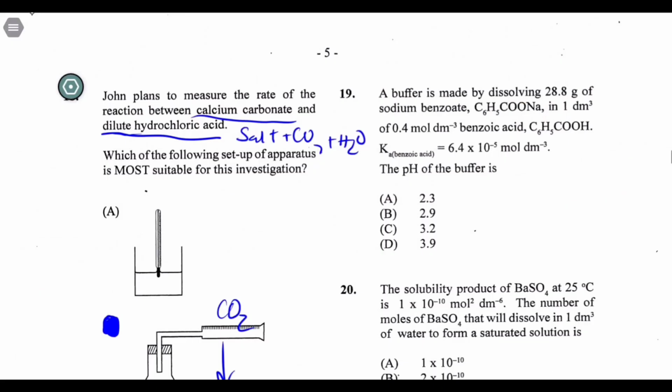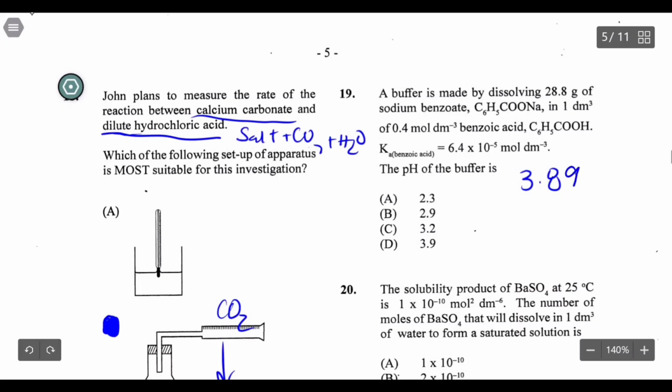Okay, so in the calculator you got 3.89. So we're looking for an answer resembling that. So 2.3 is not it. 2.9 is definitely not it. 3.2 is not it. But 3.9, 3.89 rounded to the nearest tenth is 3.9. Okay, fair enough.